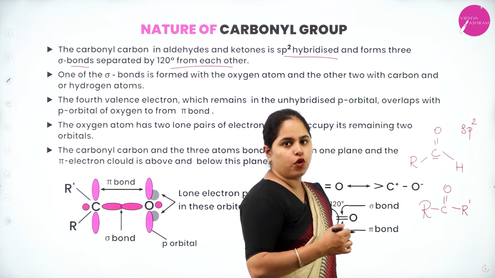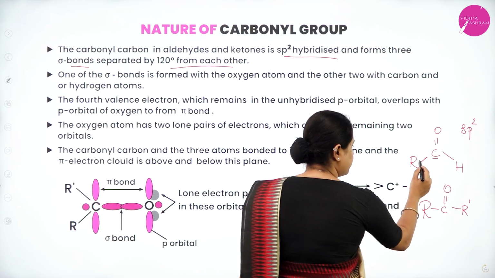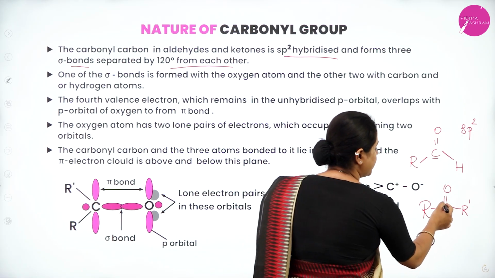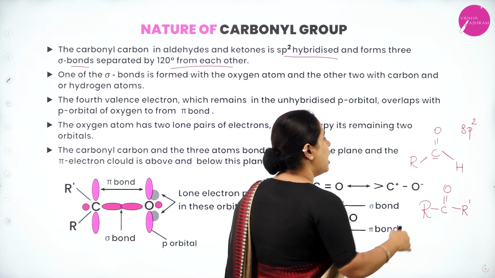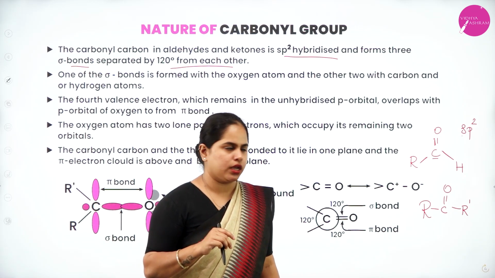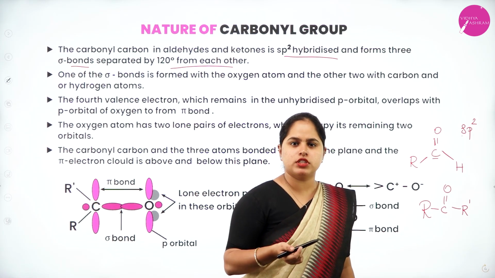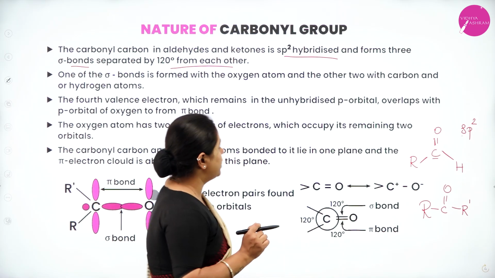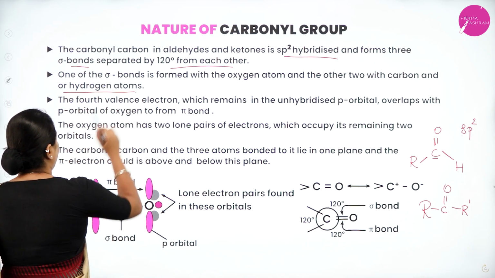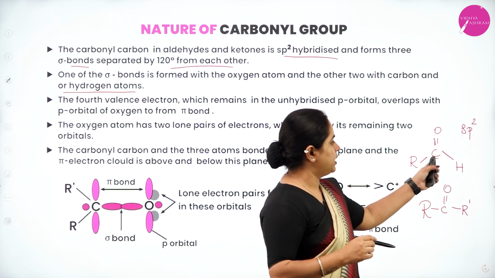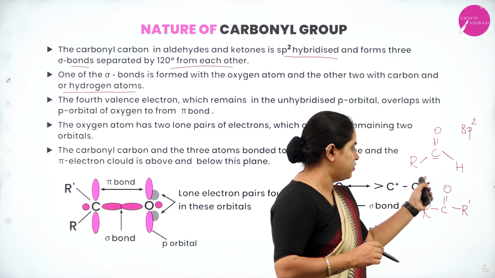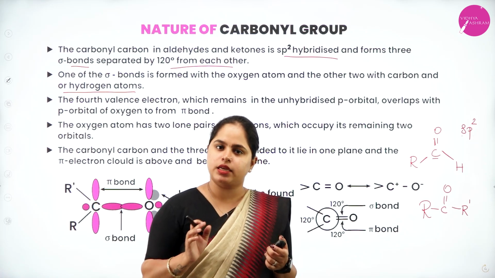So this carbon atom is forming 3 sigma bonds, right? One sigma bond with one of the other carbon atoms, which is part of the alkyl or aryl group. Another one with the hydrogen atom, or in case of ketone, another alkyl group or aryl group itself, and one sigma bond with the oxygen atom, right? So totally 3 sigma bonds it is forming. Now you have a double bond here also. Now how is the double bond formed? It is formed by the pi bond formation, right? So let us see. One of the sigma bonds is formed with the oxygen atom and the other two with the carbon and hydrogen atom. So in case of aldehyde, sigma bonds are with carbon atom, hydrogen atom and oxygen atom. And in case of ketone, it is with both carbon atoms and one oxygen atom. So in both cases, you can say that totally 3 sigma bonds will be present.